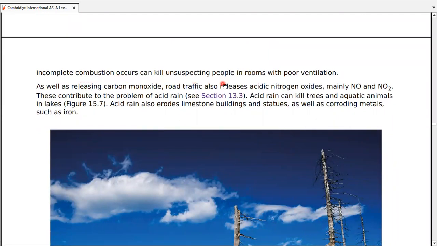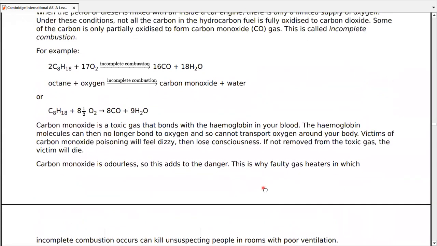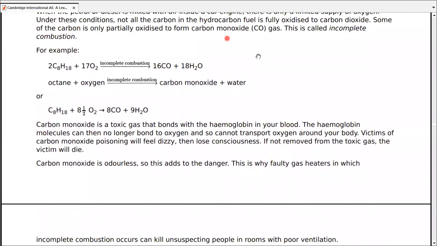Incomplete combustion can kill unsuspecting people in a room with poor ventilation. So, if ventilation is better, this may not kill human beings. But if there is poor ventilation, the chances of killing human beings are much higher, especially when we use faulty gas heaters during sleeping. Okay. Now, apart from this, there are a couple of possible outcomes.